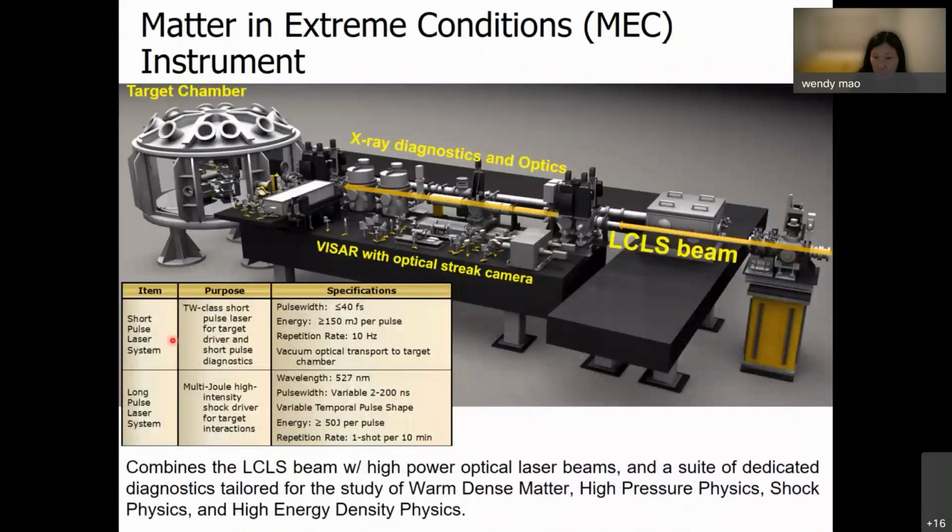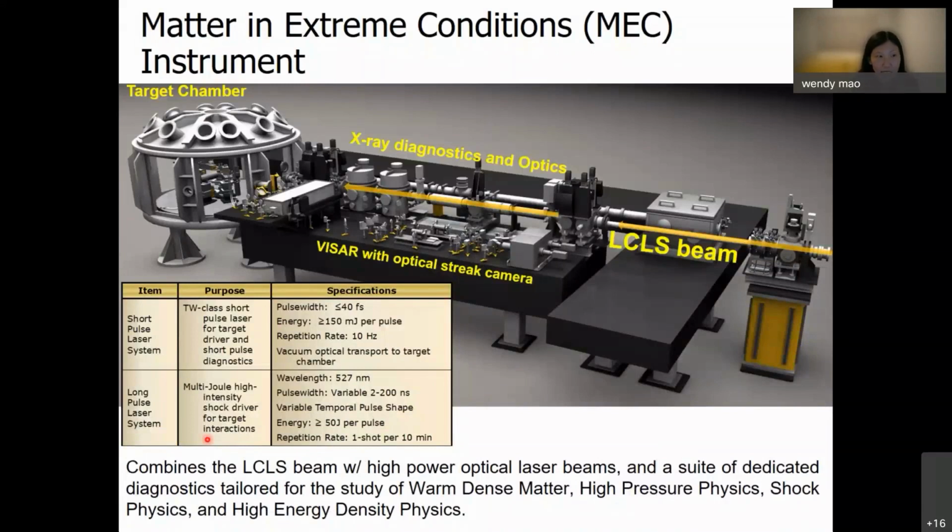The Matter in Extreme Conditions instrument at LCLS uses optical lasers. So it's not static compression anymore; it uses optical lasers to generate extreme conditions via dynamic compression. And then you can couple this very short duration dynamic compression with the ultra-fast and ultra-bright X-FEL X-rays that characterize the sample as the shock wave is moving through the sample.